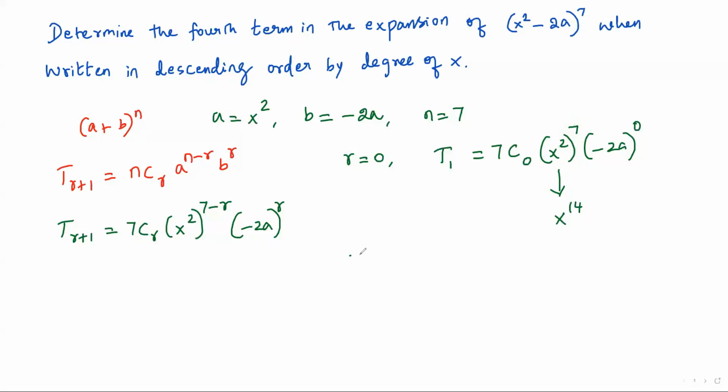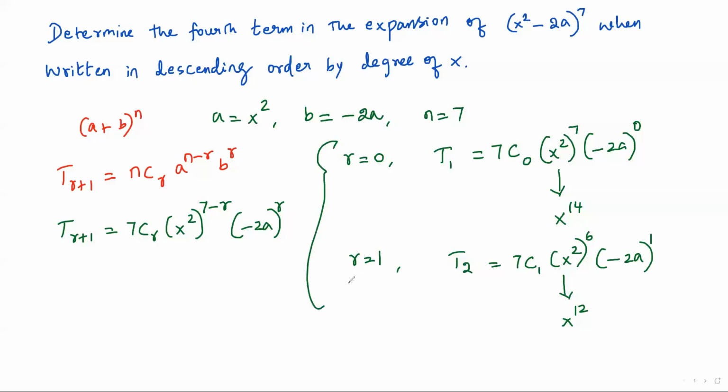Now I'm going to plug in r is equal to 1. When I plug in r is equal to 1, I'll be getting 1 plus 1, which is T2, the second term, which is equal to 7C1 (x²)⁷⁻¹ (−2a)¹. So 7 minus 1 will become 6, and this one will become x¹². In this way, I can get the successive terms by plugging in r is equal to 2, 3, 4.